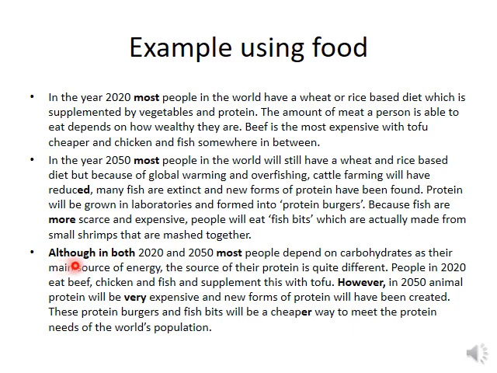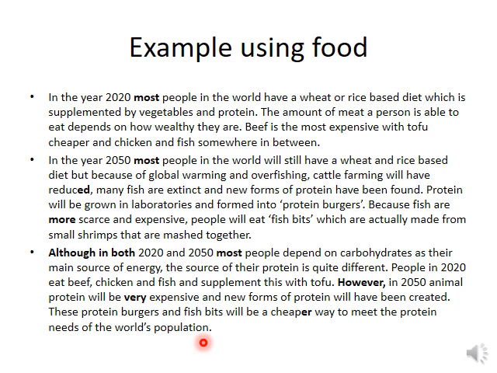And now the comparison between the two. Although in both 2020 and 2050, most people depend on carbohydrates as their main source of energy, the source of their protein is quite different. People in 2020 eat beef, chicken and fish and supplement this with tofu. However, it's a useful word for a contrast. However, in 2050, animal protein will be very expensive, making the point it's very different, very expensive, and new forms of protein will have been created. These protein burgers and fish bits will be a cheaper way to meet the protein needs of the world's population.